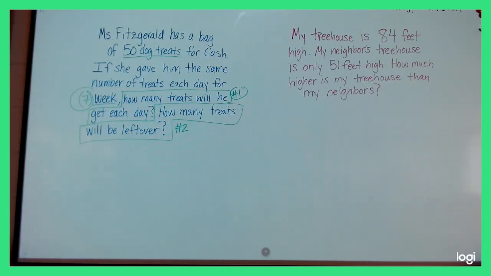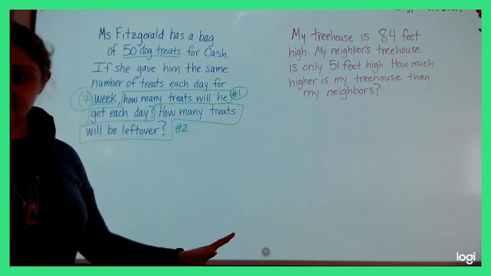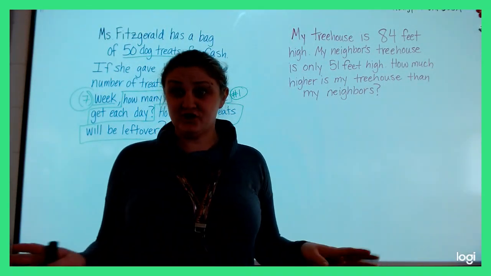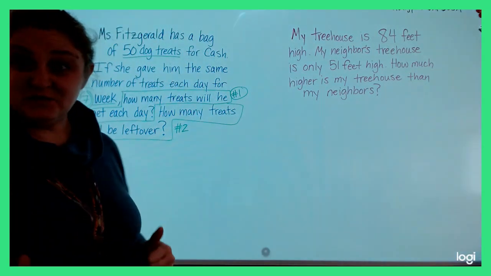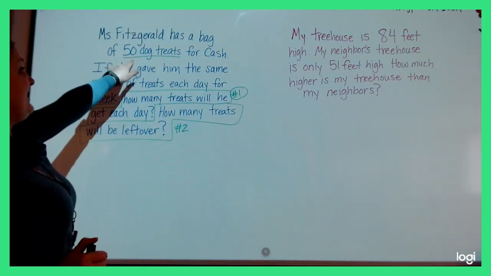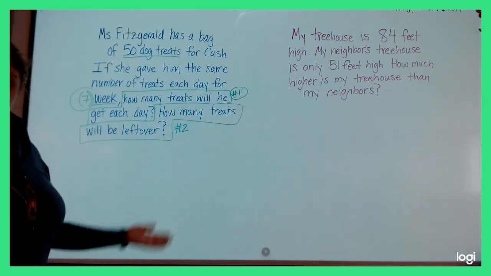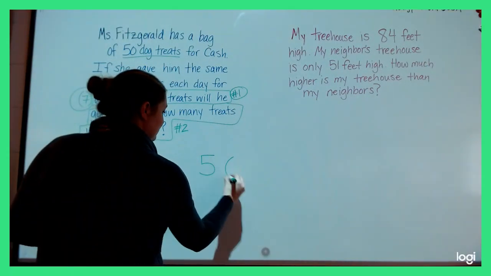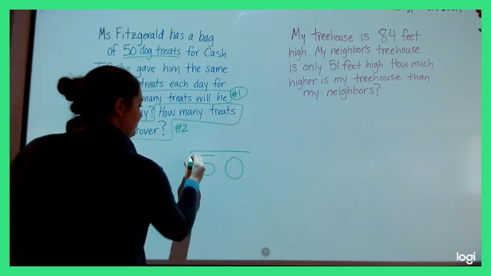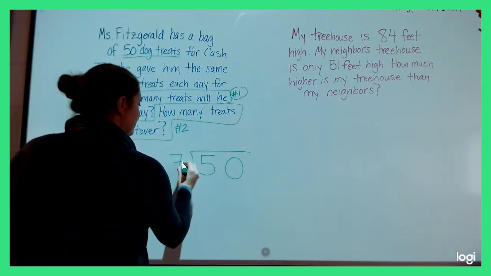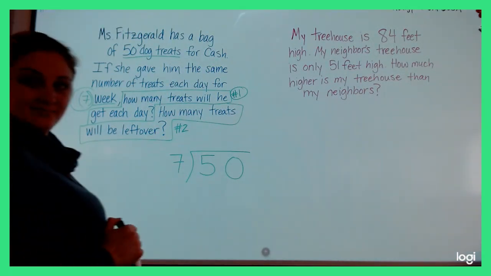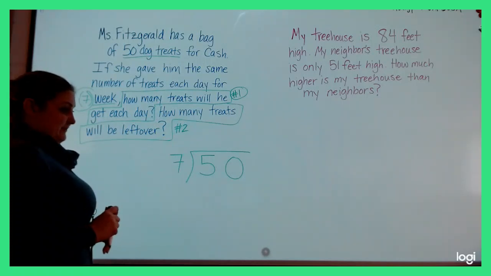Okay, first of all, there's 50 dog treats, and we have to split them into 7 equal days, okay? If I'm taking a large number and splitting it up into even amounts, what operation is that? Hopefully you said division, okay? We need to divide up 50 dog treats into 7 days of the week. So we will write our 50 here, divided by 7. If you're not writing with me, go ahead, pause the video, grab your whiteboard. You will need it. All right, 50 divided by 7.